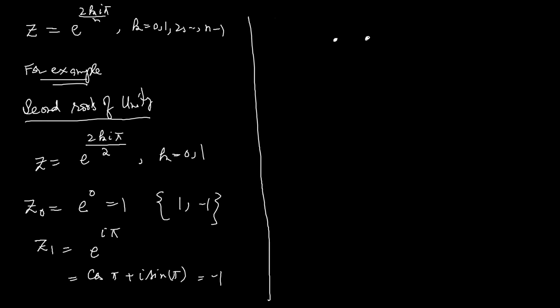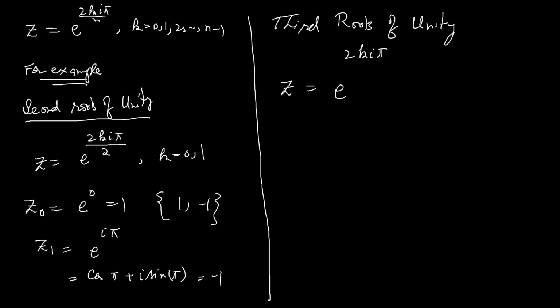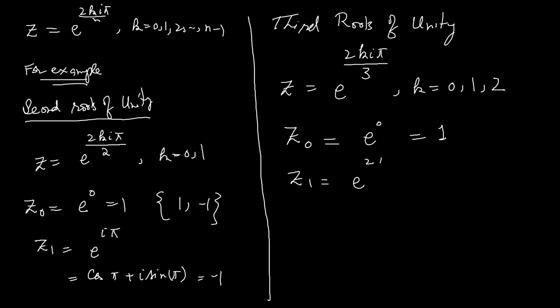Third roots of unity, z equal e raised power 2kιπ divided by 3, where k is from 0, 1 up to 2. There are 3 unique third roots of unity. One of them is corresponding to k equals 0, which is e raised power 0, which is equal to 1. Other root is for k equal 1, e raised power 2πι divided by 3.